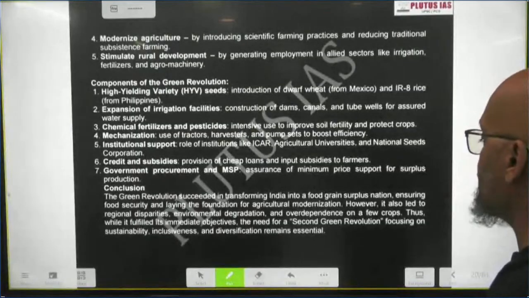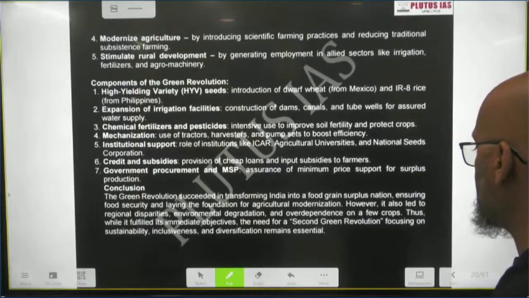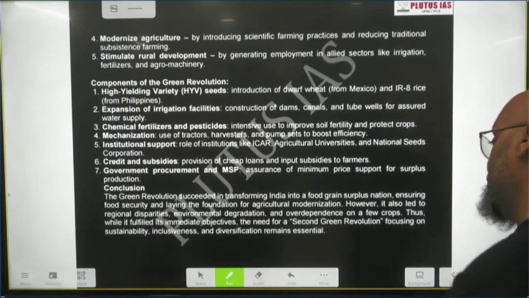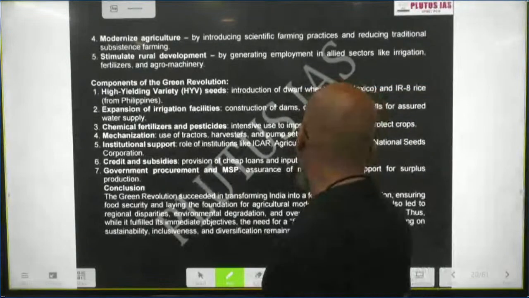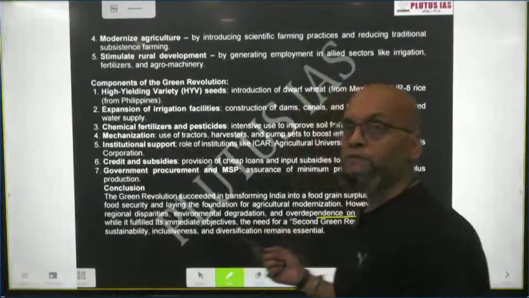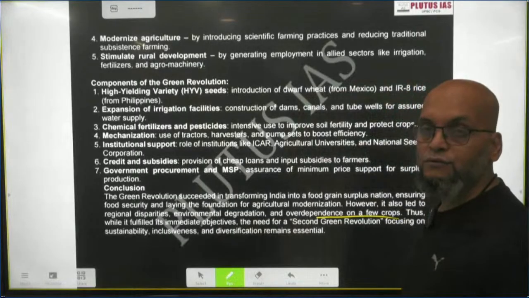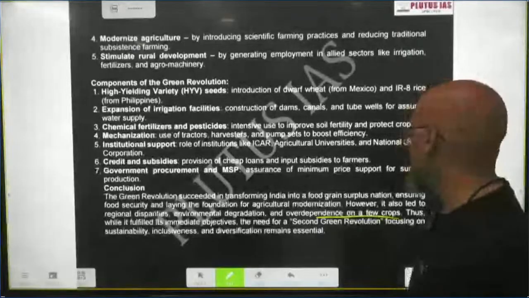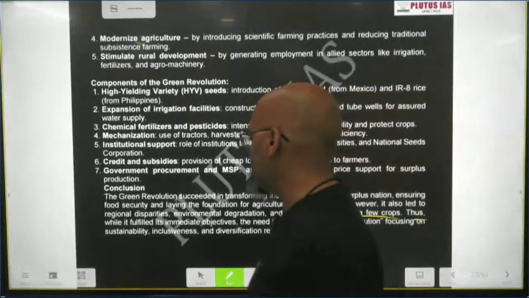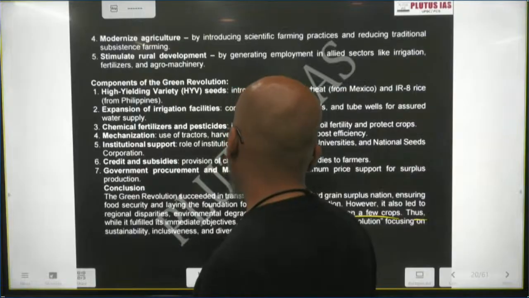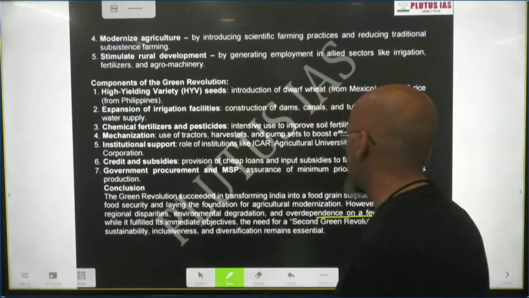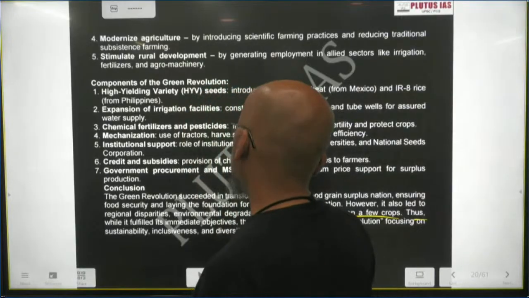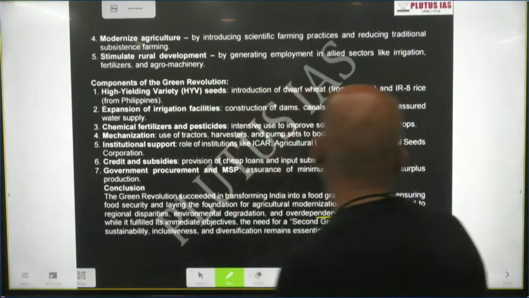Conclusion: the Green Revolution succeeded in transforming India into a food grain surplus nation, ensuring food security, laying the foundation for agricultural modernization. However, it also led to regional disparities, environmental degradation, and over-dependence on few crops on which high yielding seeds were available, that is wheat and rice. Everyone started growing those crops only. Thus, while it fulfilled its immediate objective, the need for a second Green Revolution, focusing on sustainability, inclusiveness, and diversification, remains essential.